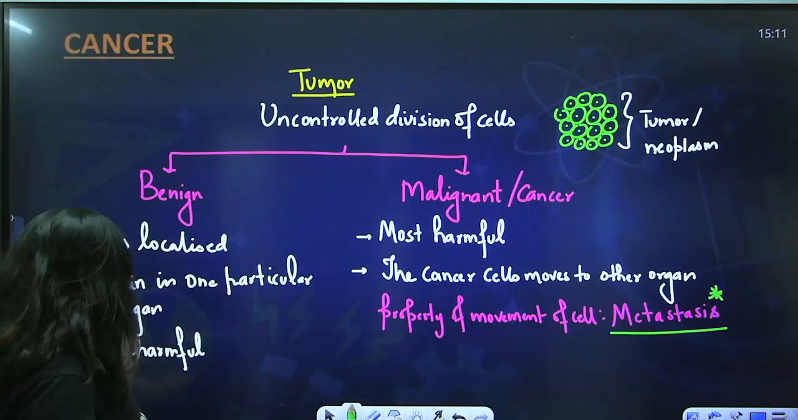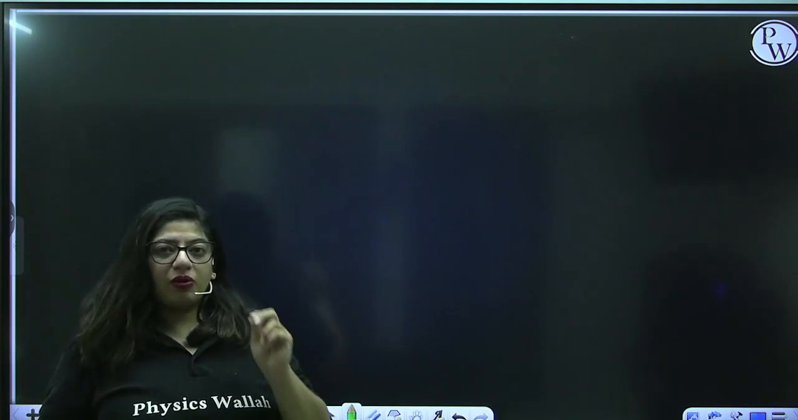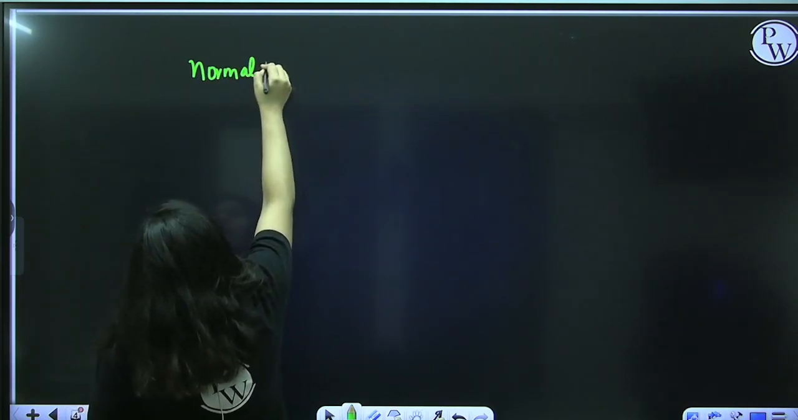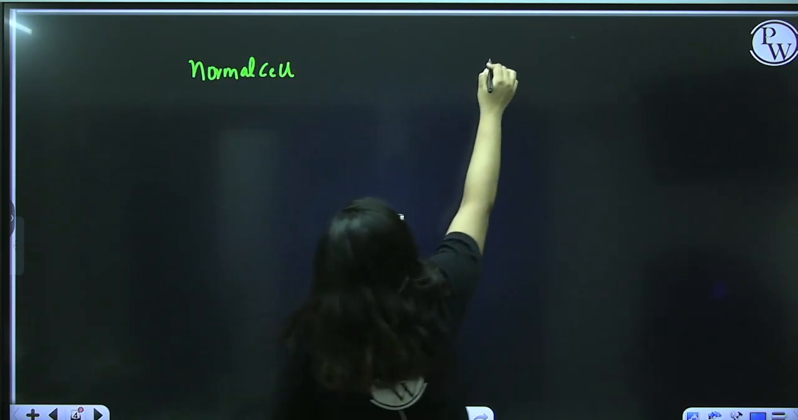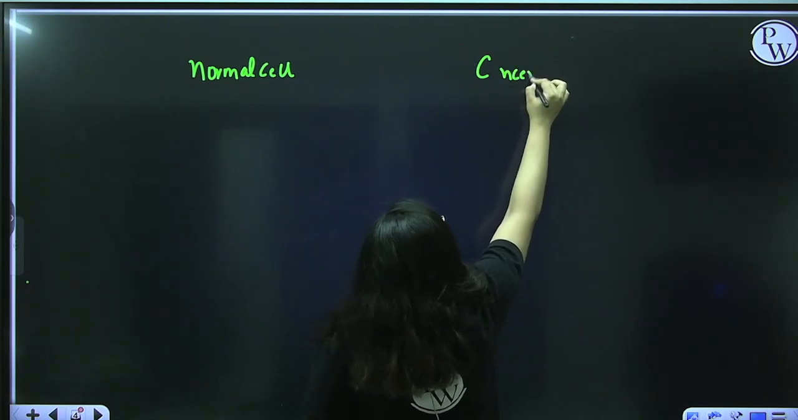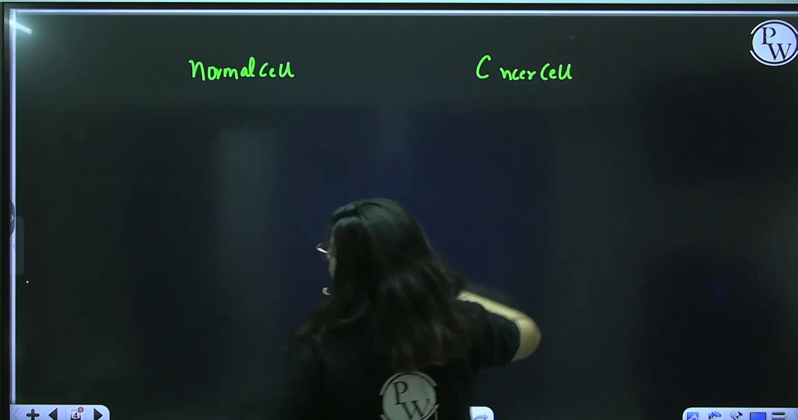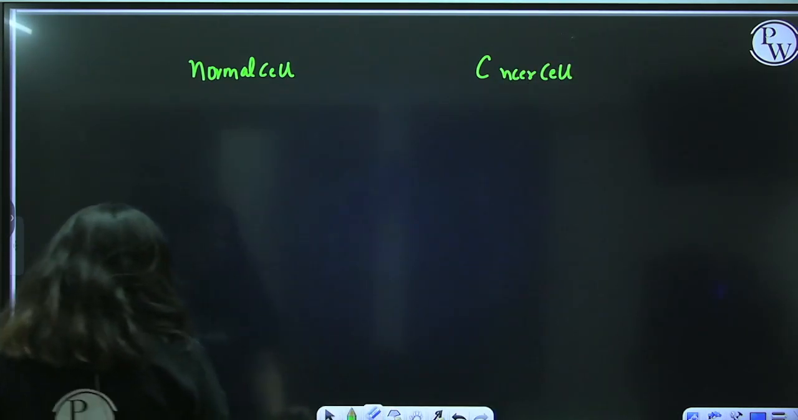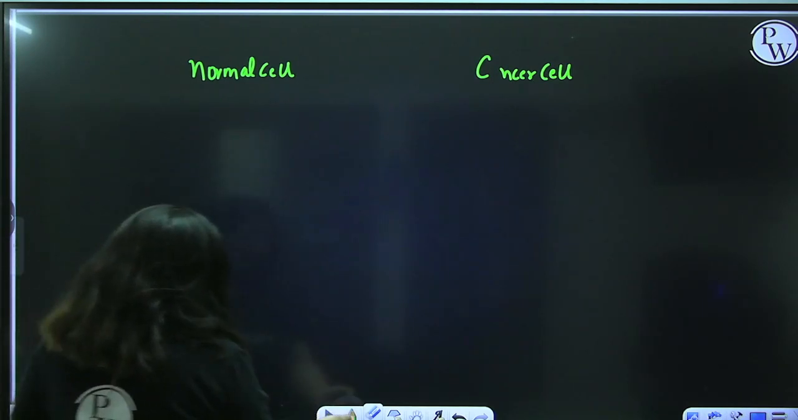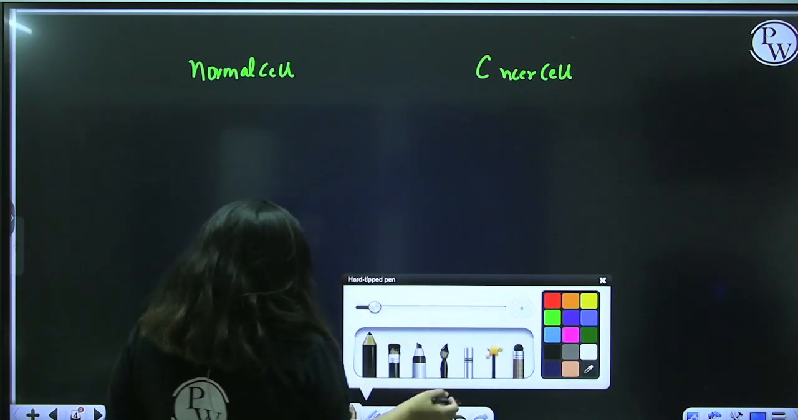Okay, to understand it more deeply, let's talk about the difference between a normal body cell and a cancer cell, because only then will you be able to understand what cancer cells are. So let's talk about their various properties.